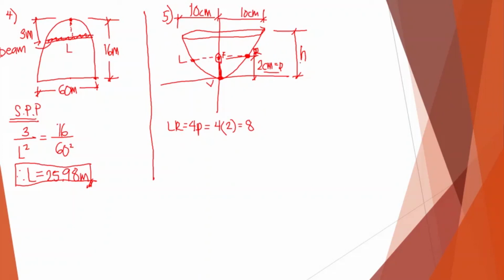To determine h, again we will be using the square property of the parabola. We have this height h over the base, which is 20, so 20 squared, equal to the height, this is 2 cm, over the latus rectum, which is equal to 8 cm, so 8 squared. Therefore the height of the headlight reflector is 12.5 cm.